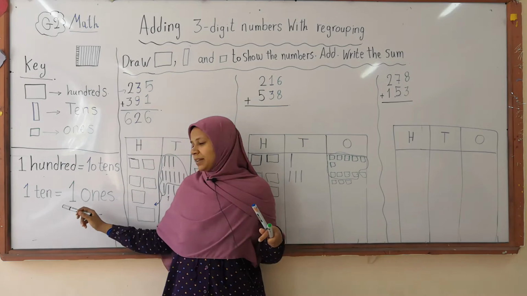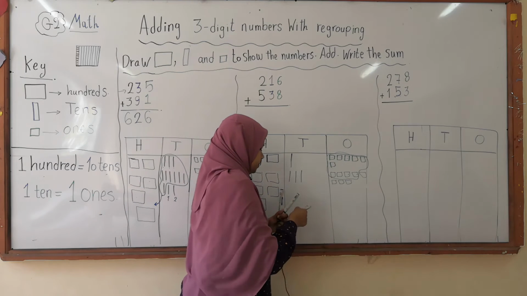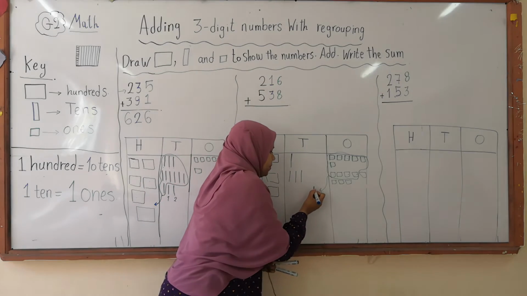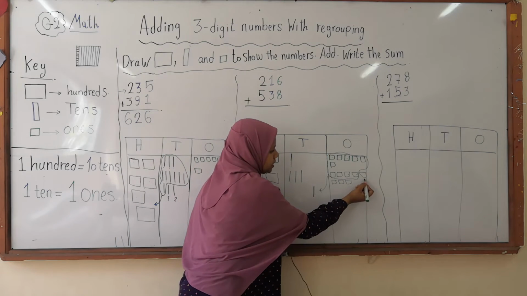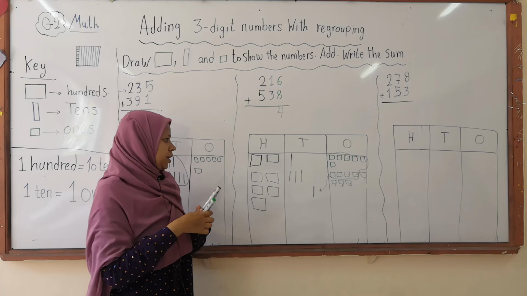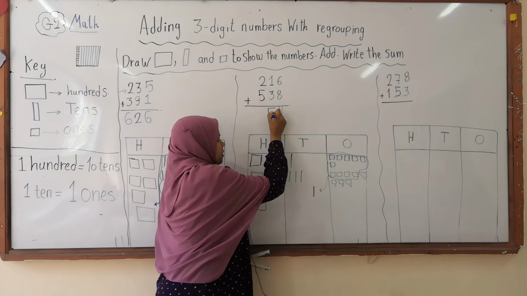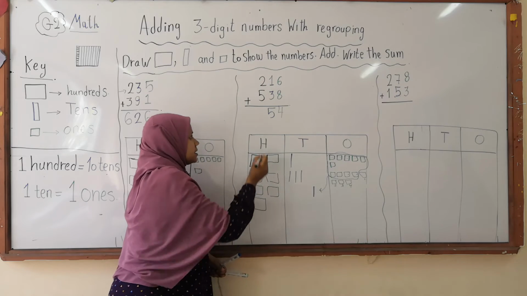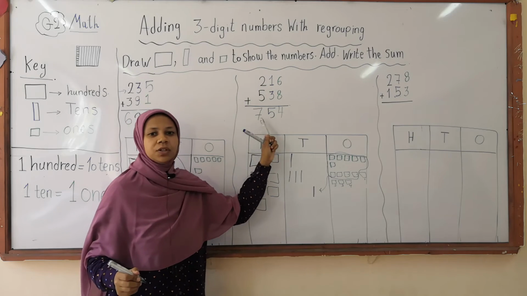احنا اتفقنا ان ال 10 ones equal 1 ten. ما ننساش remainder. How many in the ones remainder؟ عندي 1 2 3 4 يبقى هنا write 4. طيب يلا نعمل count للتنس. 1 2 3 4 5, 5 in the tens. وال100 1 2 3 4 5 6 7 يبقى 216 plus 538 equals 754.